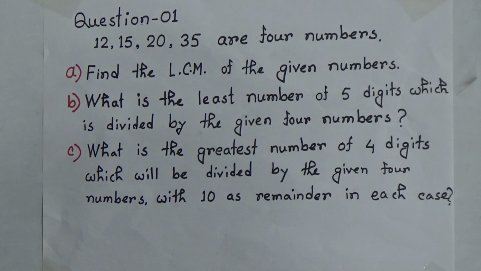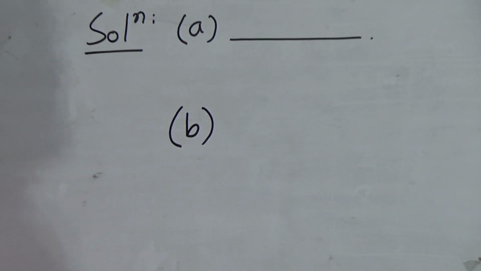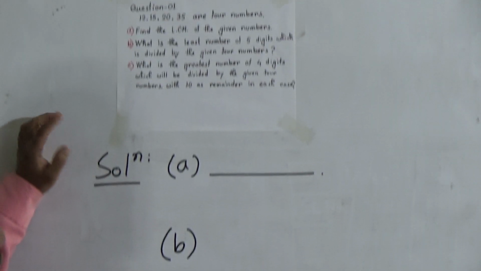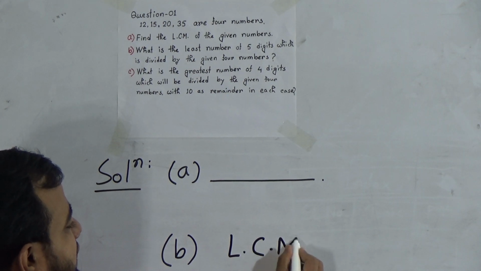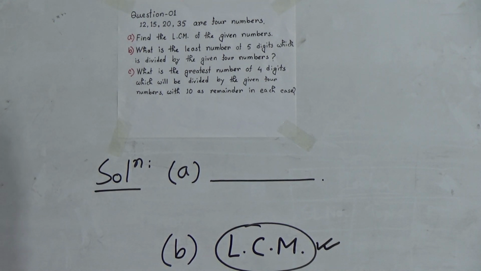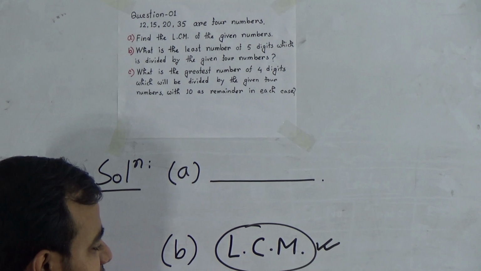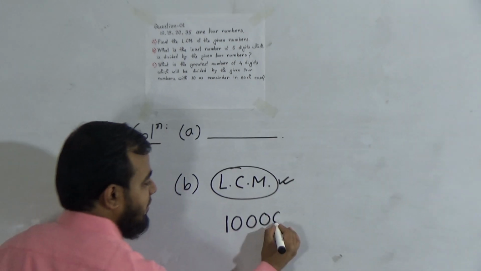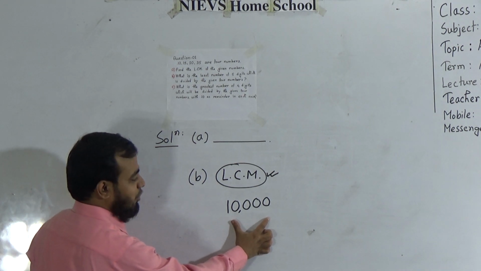In activity A, we already found the LCM, and the LCM is divisible by the 4 given numbers. In activity B, we have to find a number which is the least number of 5 digits. So the least number of 5 digits is how much? It is nothing but 1 and four 0s. That means 10,000. 10,000 is the smallest number of 5 digits.